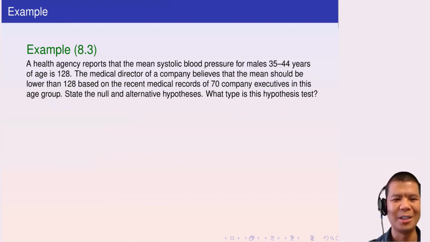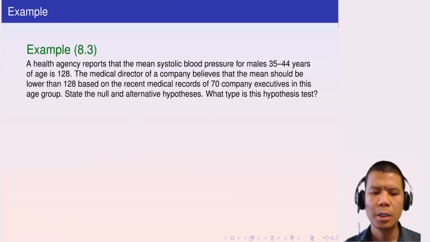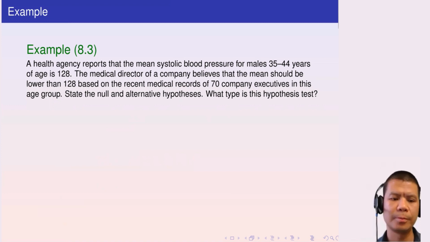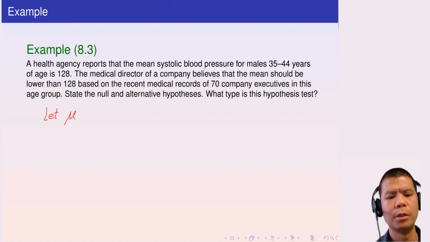Let's consider another one. A health agency reports that the mean systolic blood pressure for males 35 to 44 years of age is 128. The medical director of a company believes that the mean should be lower than that, based on the recent medical records of 70 company executives in this age group. State the null and alternative hypothesis. What type is this? Okay, so let mu be the mean.